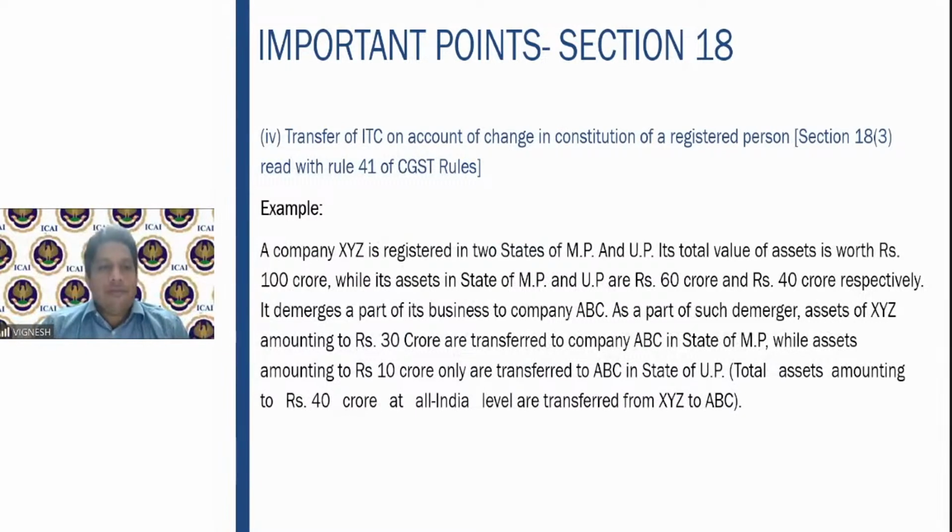Continuation: an example here for transfer of ITC on account of the change in constitution of a registered person. Company XYZ is registered in two states, MP and UP. Value of assets is 100 crores. Assets in MP and UP are 60 and 40 crores respectively. It demerges a part of the business to company ABC. As part of such demerger, assets of XYZ amounting to 30 crores are transferred to company ABC in the state of MP, while assets amounting to 10 crores only are transferred to ABC in the state of UP. Total assets amounting to 40 crores at all India level are transferred.